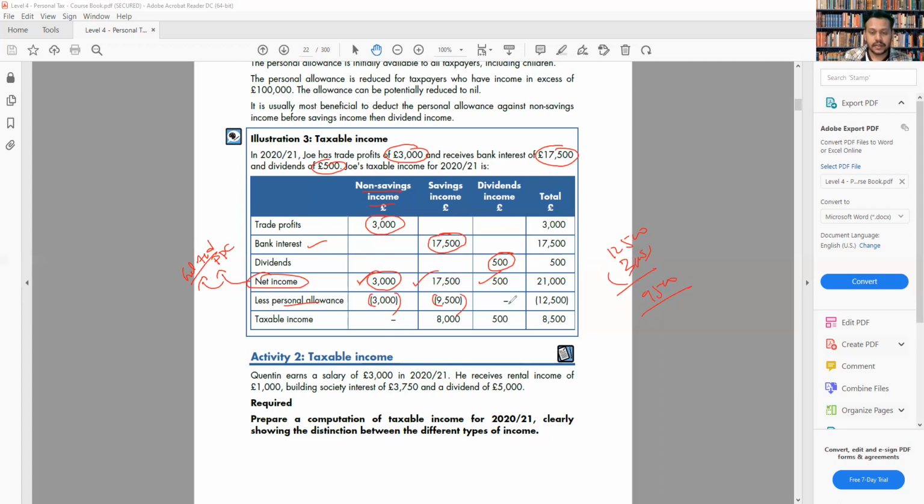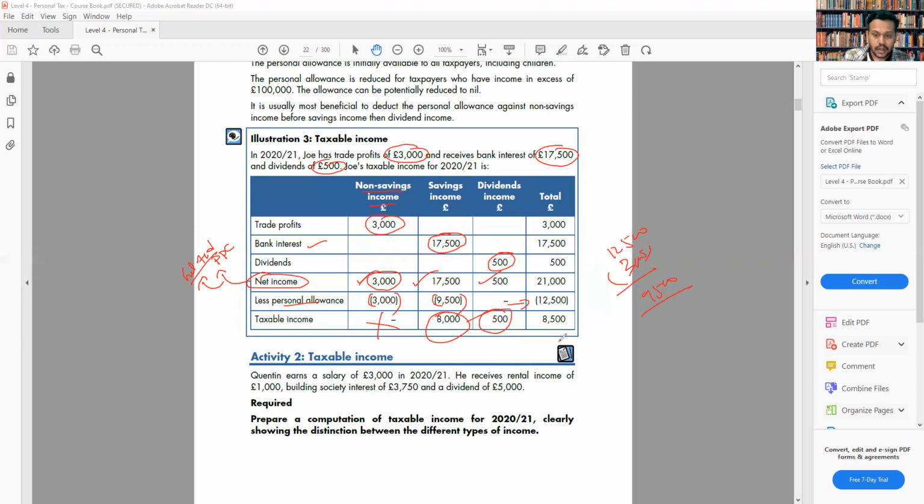And that's how I use my whole 12,500 for the personal allowance. And the non-savings income becomes 0 because I offset everything. And savings income, I can see from 17,500, if I minus 9,500, still I have to pay tax on 8,000, and dividend I still have 500. So how much tax we need to pay? We still need to calculate that, but the taxable income is after the personal allowance. This is the way we offset the personal allowance from here.